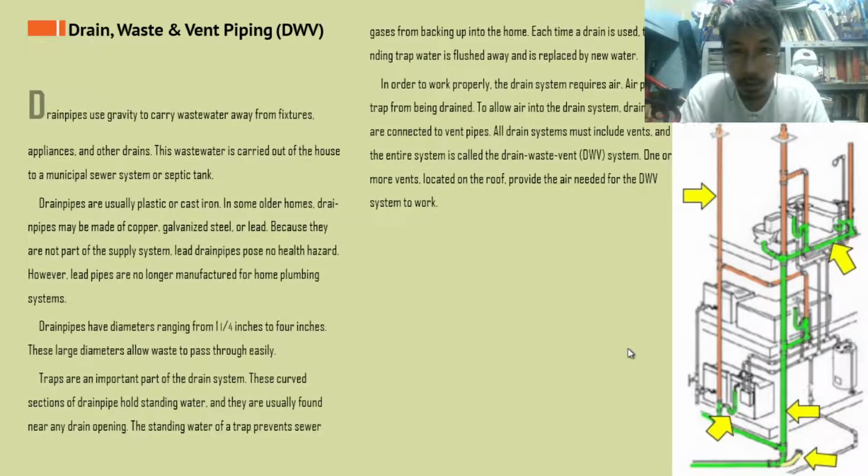To allow air into the drain system, drain pipes are connected to vent pipes. All drain systems must include vents, and the entire system is called the drain waste vent system. One or more vents located on the roof provide the air needed for the drain waste vent system to work. And that is the vent pipe. One or more vent pipes.